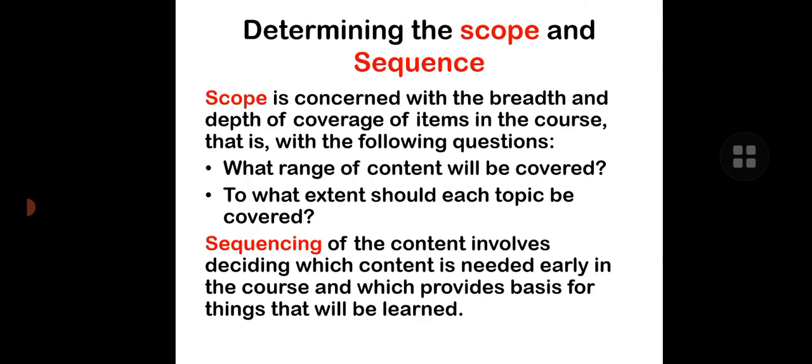Next is determining the scope and sequence. Scope is concerned with the breadth and depth of coverage of items in the course, that is, with the following questions. First, what range of content will be covered? And next is, to what extent should each topic be covered? Sequencing of the content involves deciding which content is needed early in the course and which provides a basis for things that will be learned later.